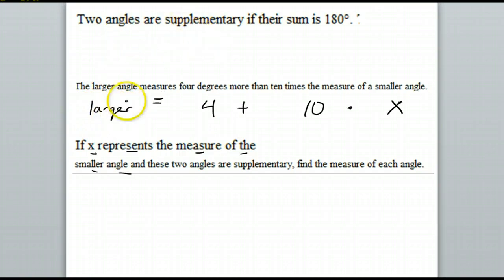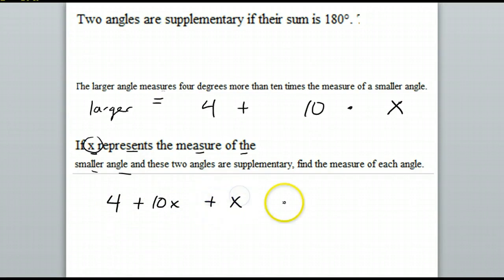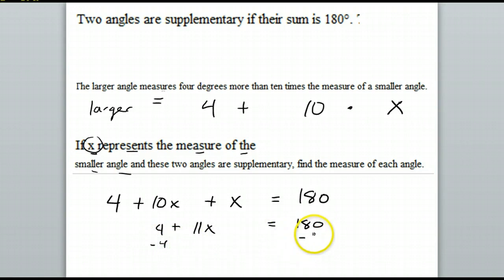And these two things are supplementary. So this plus the smaller angle adds up to 180. So 4 plus 10x, that's the larger, plus x, that's the smaller, adds to 180. Alright, add that, that's 11x plus 4 equals 180. Subtract away the 4 from both sides to get the 11x by itself. Alright, 11x equals 176. And then divide both sides by 11.